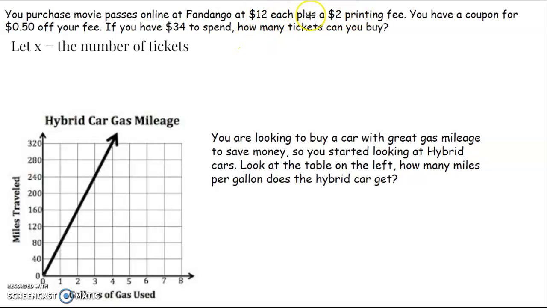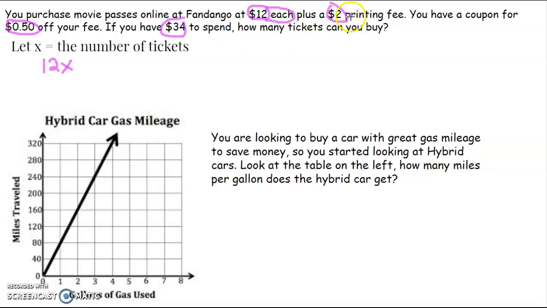So which one of these numbers, the 12, the $2, 50 cents, or the $34 describes the number of tickets? I'm hoping that you're realizing it's $12 because it says here that I'm purchasing movie passes at Fandango for $12 each. That tells me how much each ticket is, so it's the unit rate, and that always matches my variable. So I have 12x, which means $12 times the number of tickets that I buy.